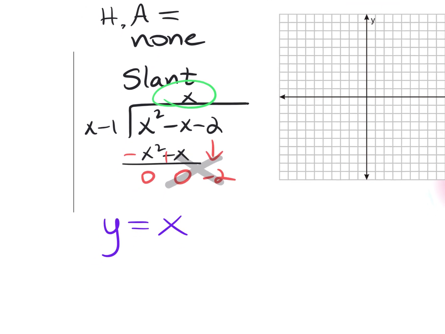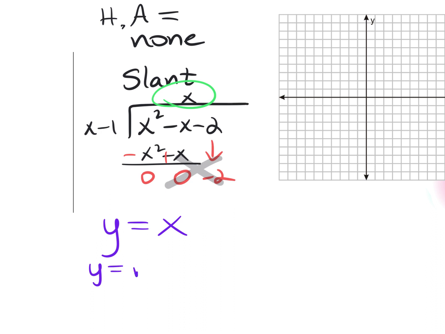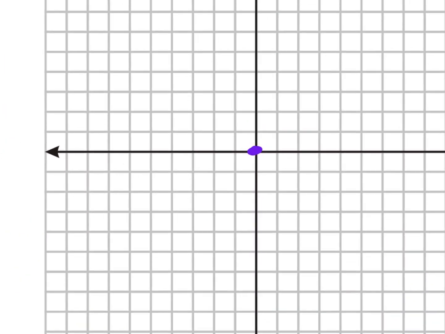And again, this is y equals mx plus b. Notice there's no b. So my b, my starting point, is 0. And my slope is 1. So I'm going to rise 1 and run 1, starting at 0. So I start here at 0, 0. Rise 1, run 1. And I'll make my slant asymptote here.